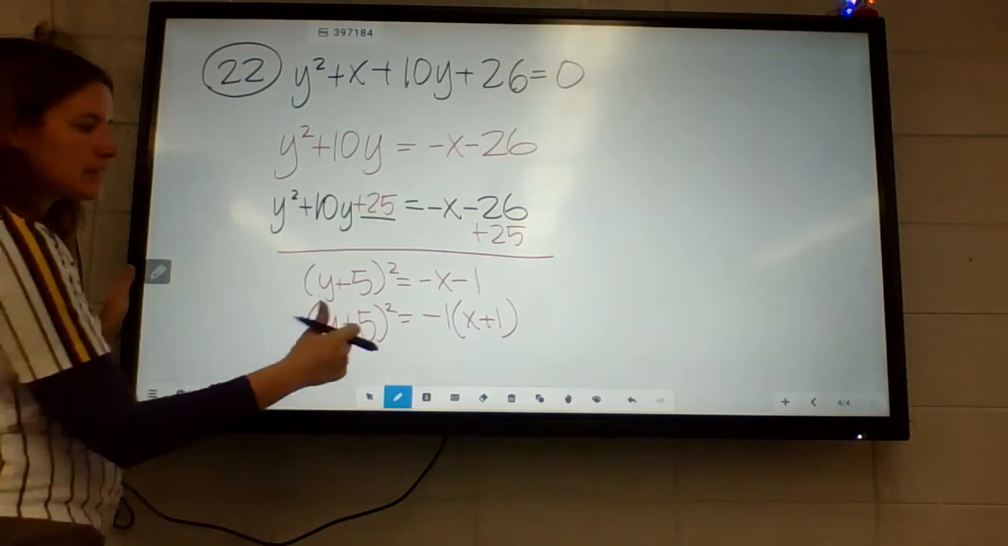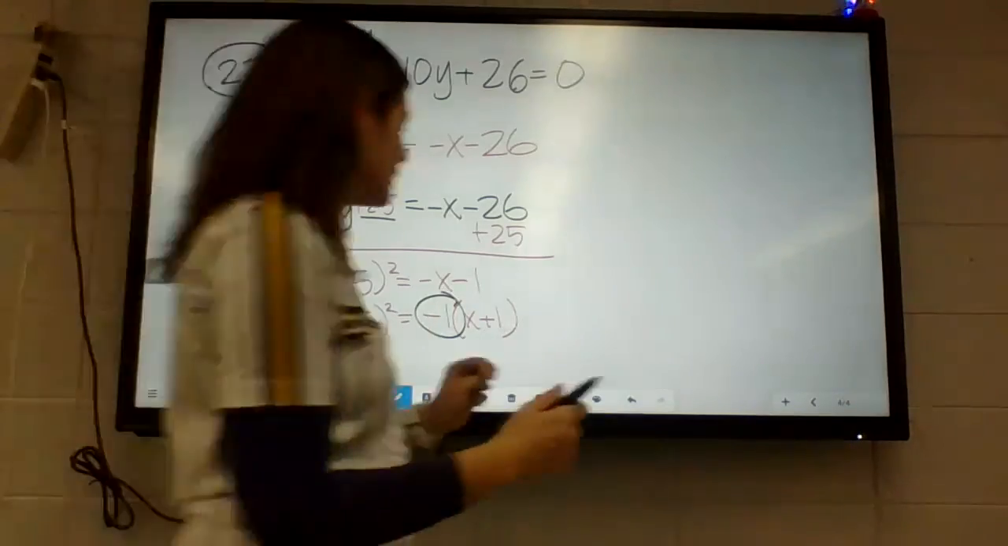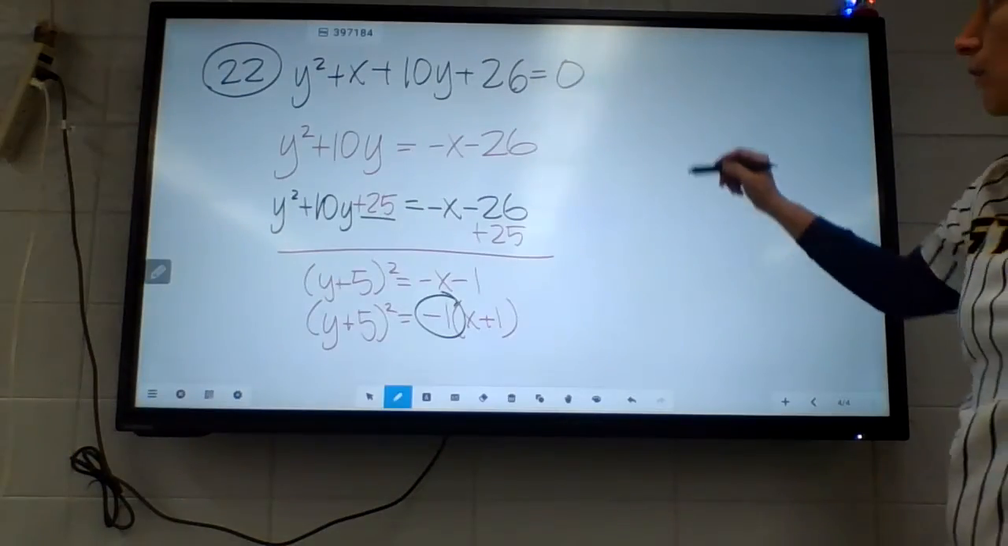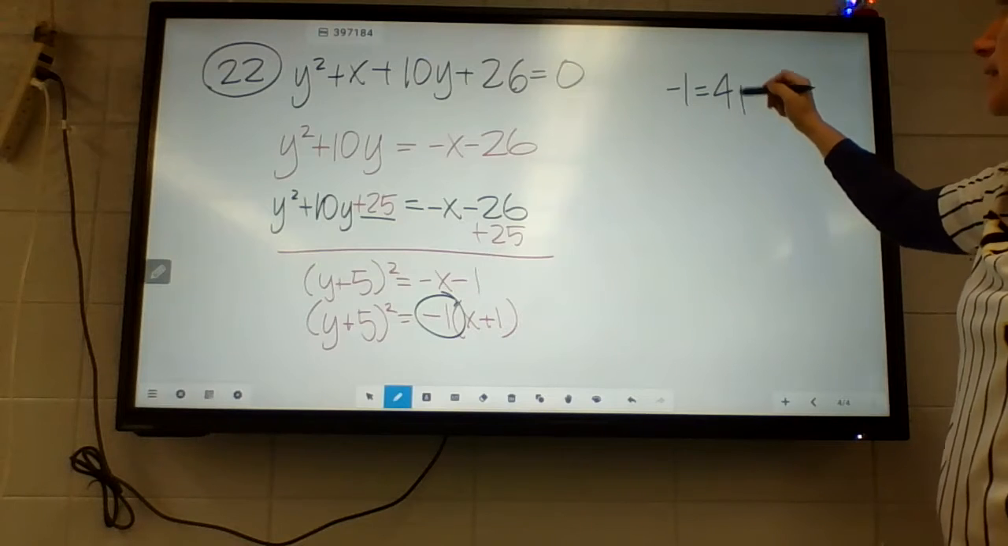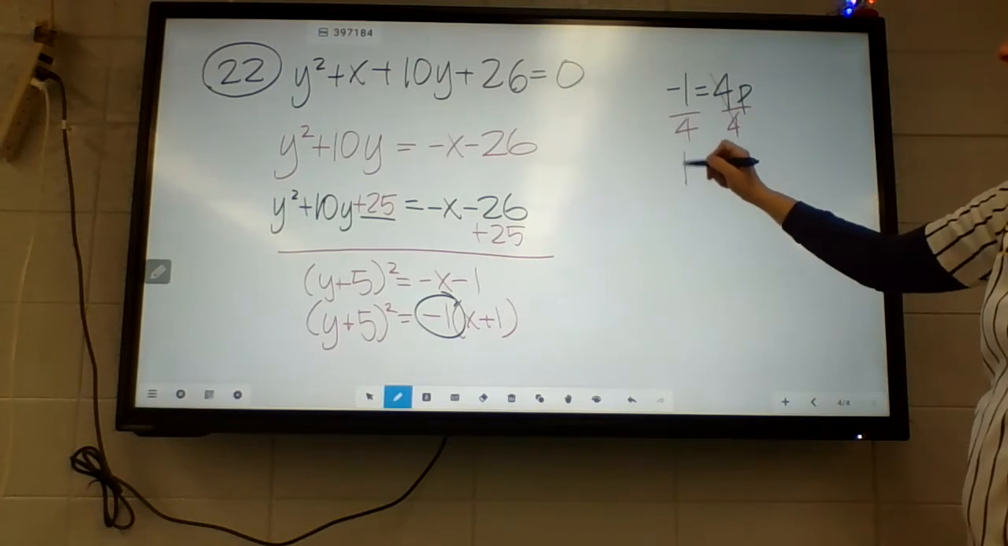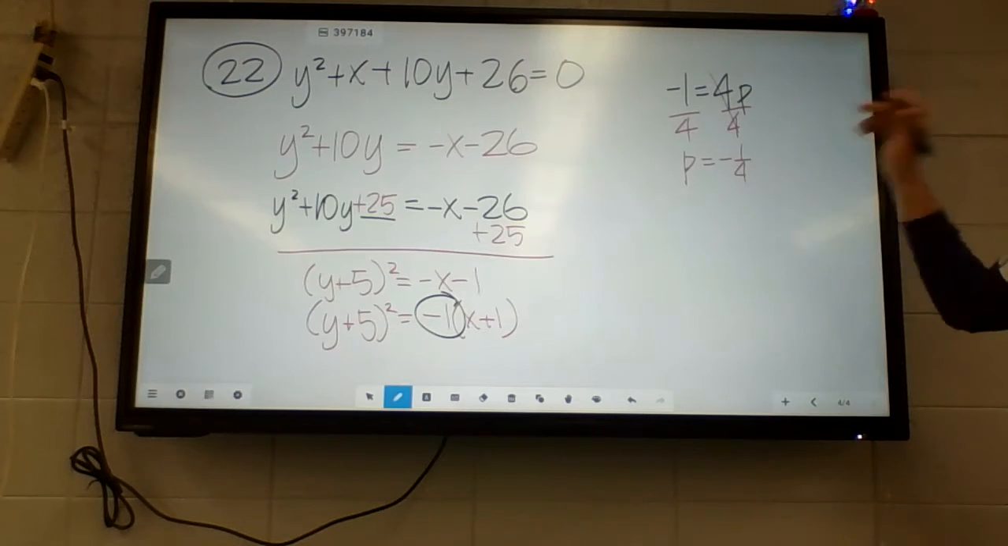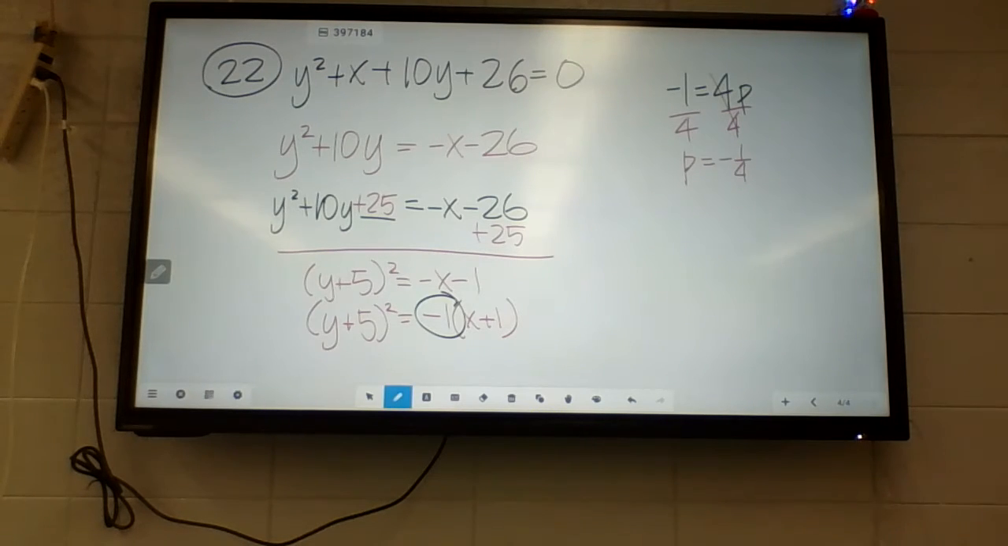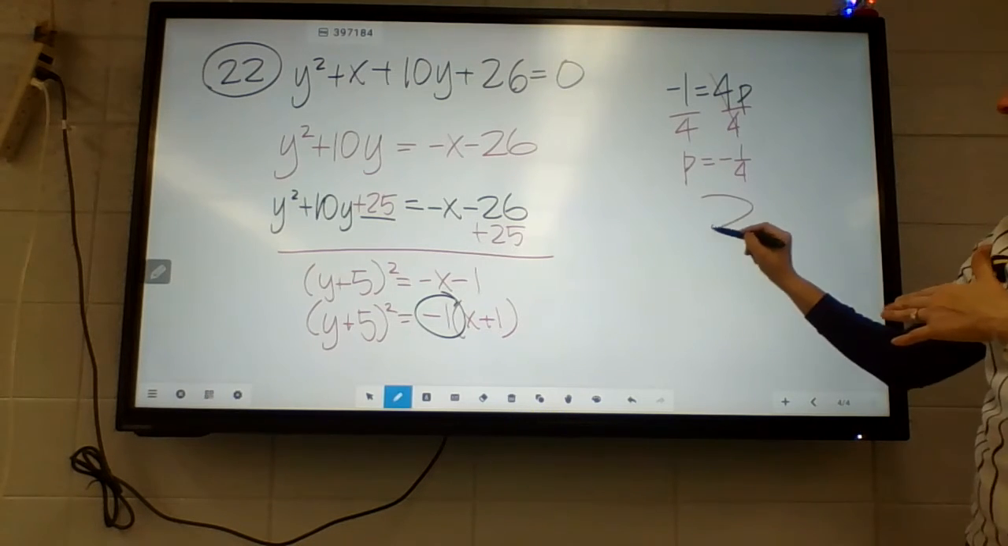And remember that this value is going to equal 4p. So negative 1 equals 4p. So in order to figure out what p is, I have to divide by 4. So p ends up being negative 1/4, which just means that this parabola is going to be a skinnier one because the focus and directrix are really close. And it's going to go this way.